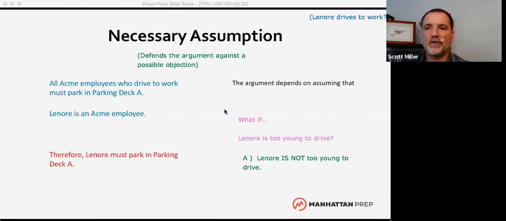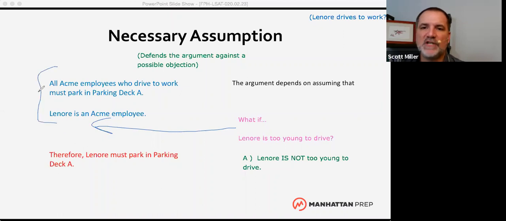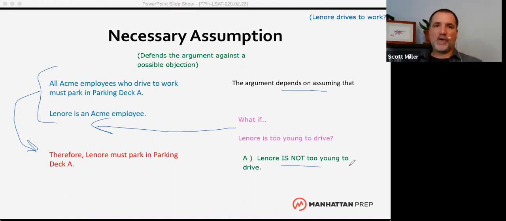Why? Because if Lenore is too young to drive, that ruins the argument. This argument has no chance of ever being valid. These premises have no chance of guaranteeing this conclusion if Lenore is too young to drive. So in order for the argument to have any chance of being valid, it is necessary to assume that Lenore is not too young to drive. That's all we're looking for in a necessary assumption.